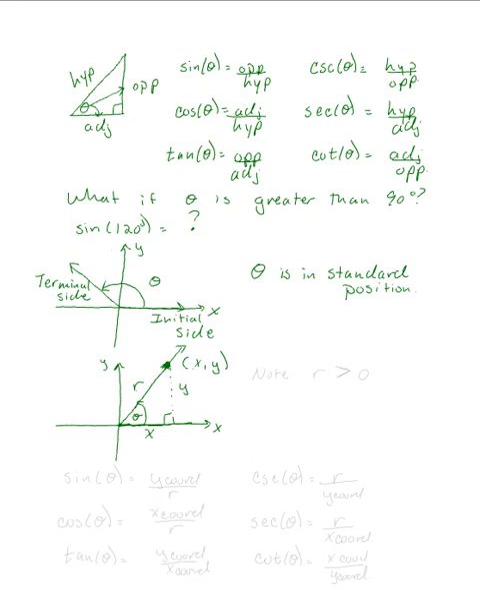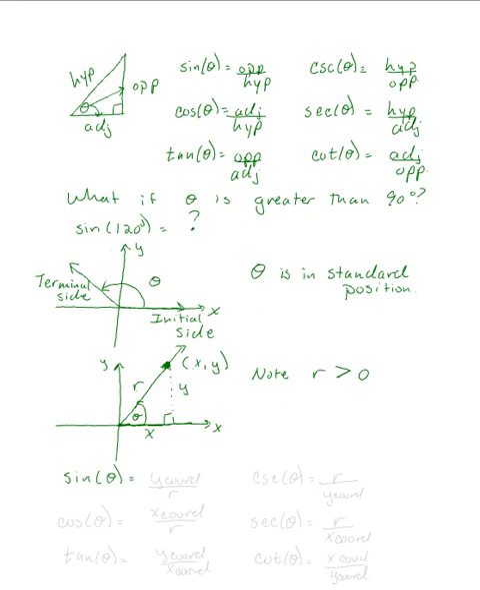Okay, we're going to make a note here that that r always has to be positive. Okay, r is positive always. It's the distance from the origin out to the point x, y. Okay, now I'm going to write down my 6 trig functions looking at this picture here. So I'm going to say the sine of theta.